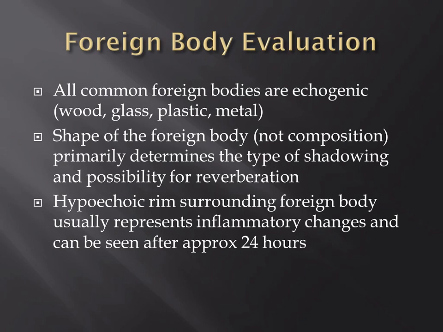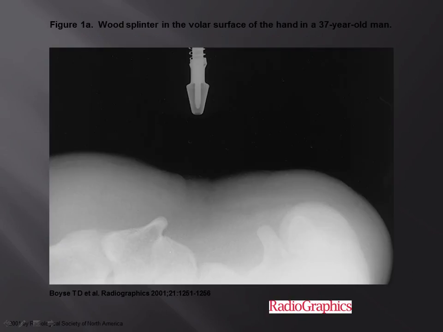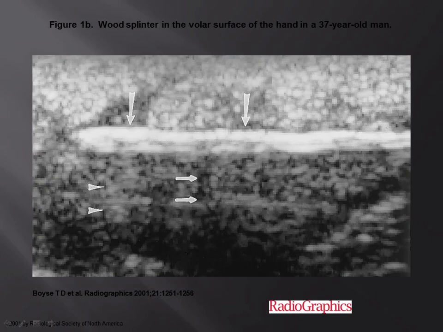If it's been there for more than 24 hours, you can start to identify this hypoechoic ring, which is the edema, and eventually it could potentially turn into an abscess over time. These are some examples from a Radiographics article of a 37-year-old guy with a wood splinter in the palm of his hand, which was occult on radiographs. You can see how big this thing is on ultrasound.